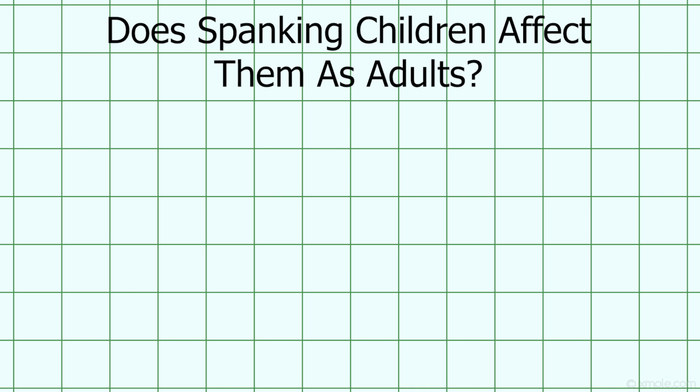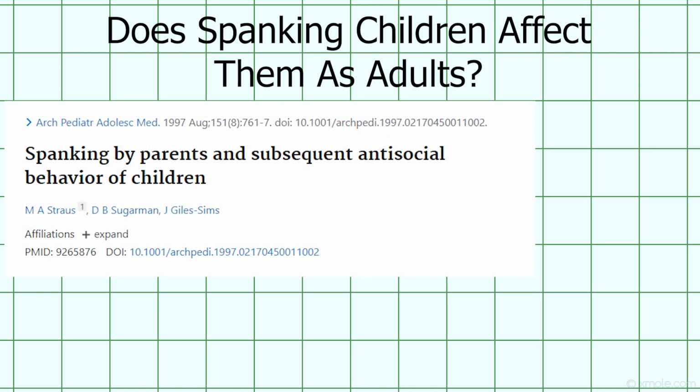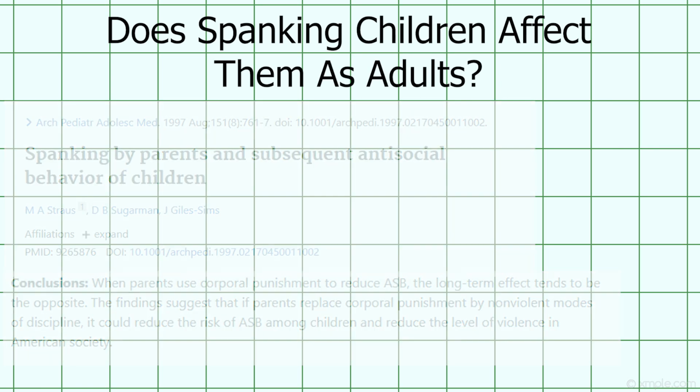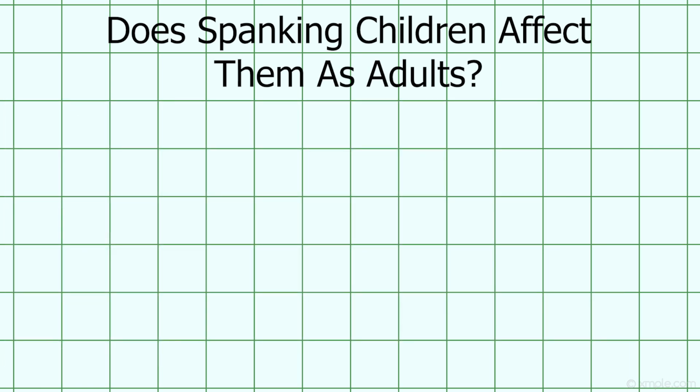A 1997 study in the Archives of Pediatric and Adolescent Medicine found that children who get spanked regularly are more likely over time to cheat or lie, to be disobedient, bully others, and have less remorse for what they do wrong. The study concludes by saying that when parents use corporal punishment to reduce antisocial behavior, the long-term effect tends to be the opposite. Unfortunately, the researchers were interpreting the correlation between corporal punishment and adult antisocial behavior as a causal effect.